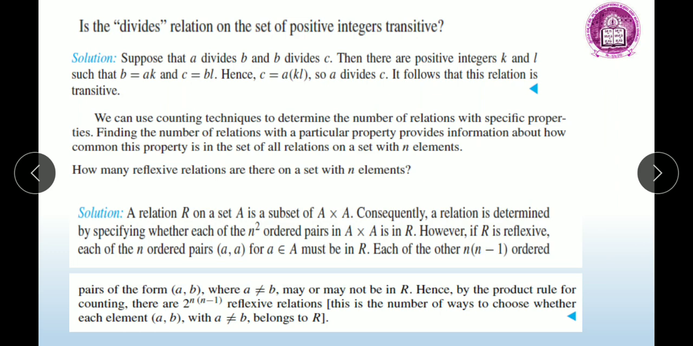So this explanation is given here. You can please go through that. A relation R on a set A is a subset of A cross A. Consequently, a relation is determined by specifying whether each of the n square ordered pairs in A cross A is in R. However, if R is reflexive, each of the n ordered pairs A comma A for A belongs to A must be in R, right? So each of the other n into n minus 1 ordered pairs of the form A comma B, where A different from B, may or may not be in R. Hence, by the product rule, it follows that 2 to the power n into n minus 1 is the count for reflexive relations.